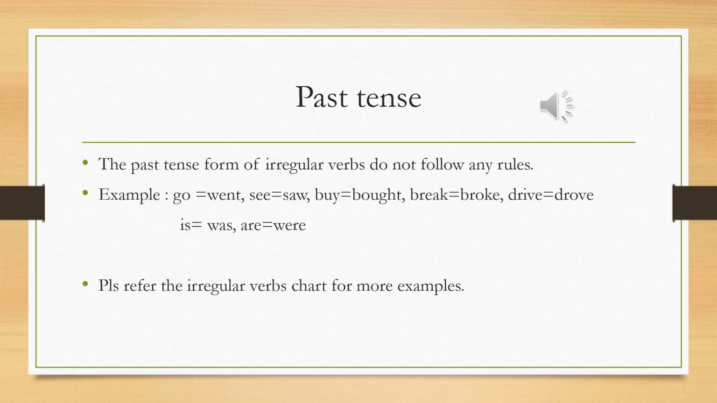They don't follow rules. For example, you can see go. For past tense, it will be went. See became saw. Buy became bought. Break became broke. Drive became drove. Is became was. Are became were. Can you see some of them? The spelling changed. Okay, the spelling changed. They don't have rules. Some of them, not only did the spelling change, but it became a different word. Example, is, you see, for past tense, we say was. Are, can you see, became a different word, became were.